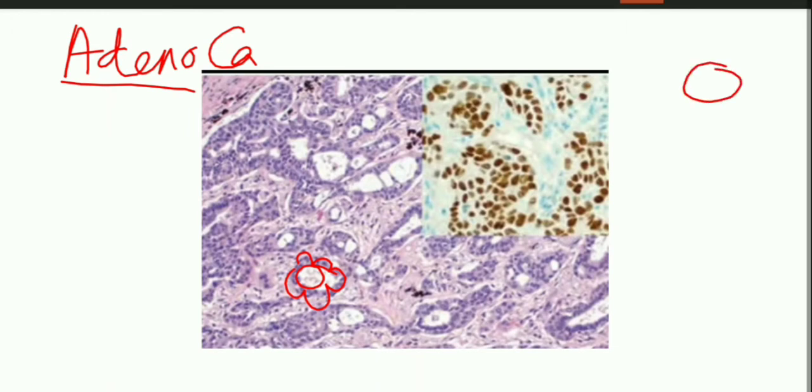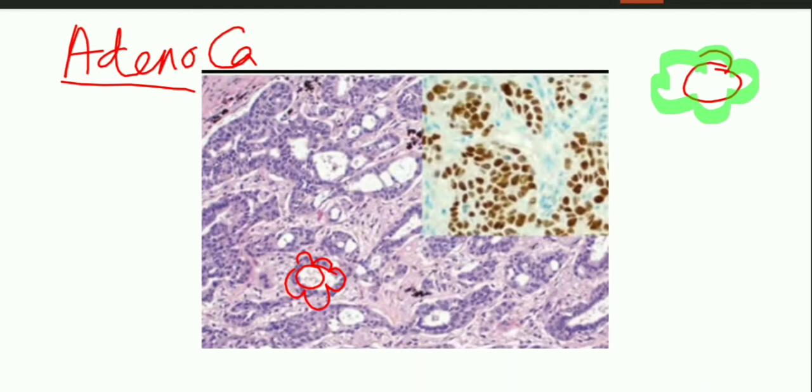So almost it looks like this. You can see the lumen and the tumor cells surrounding it. So that is the glandular pattern you can observe in adenocarcinoma. So that is the histology seen here.